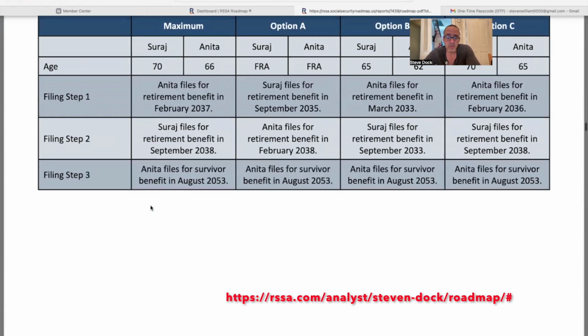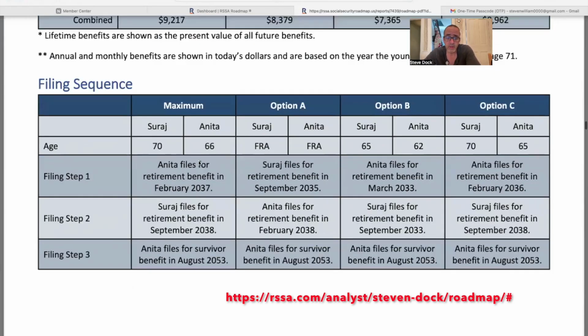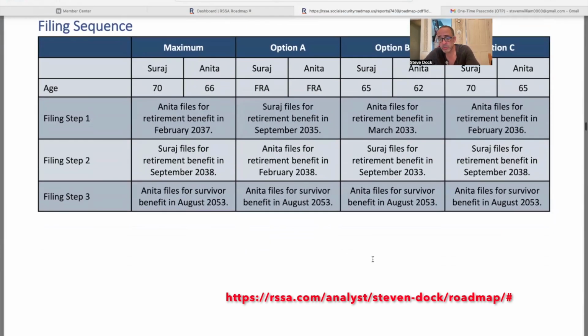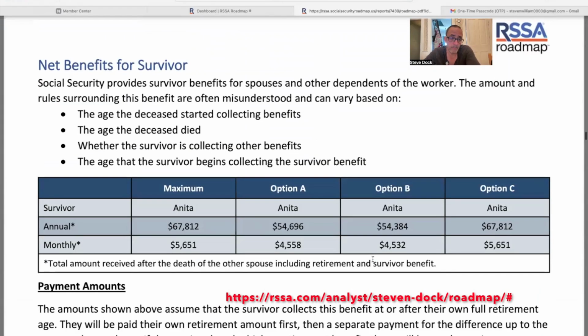Then the question becomes around, when should people file? What are the filing steps? What are the rules? So I highly recommend you do that.